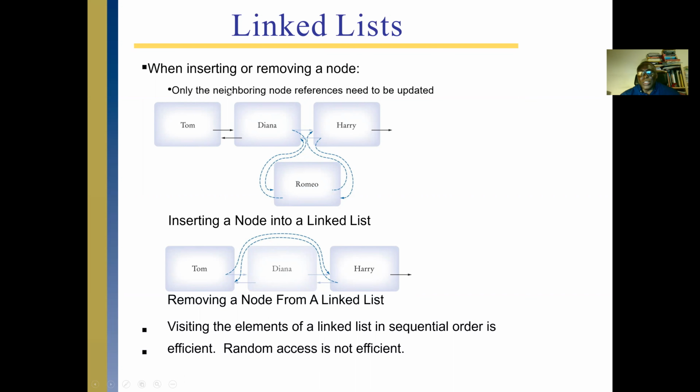So here we say when inserting or removing a node, only the neighboring node references need to be updated. The references again is the address. So instead of Diana pointing to Harry, Diana will point to Romeo, then Romeo will point to Harry. That's to insert. Now, visiting the elements of a linked list in sequential order is more efficient. Random access is not efficient. Random access is rather good for array implementation. In an array, if I want to move to any item, all I need is the index of that item.